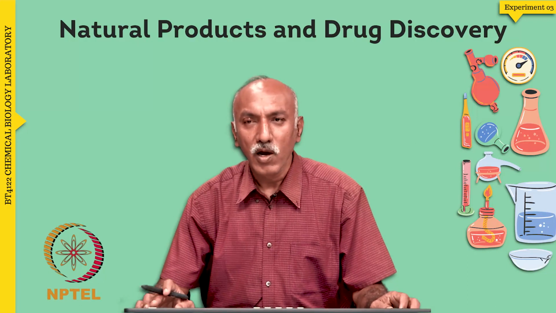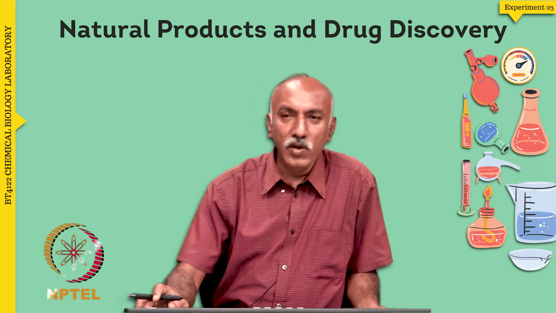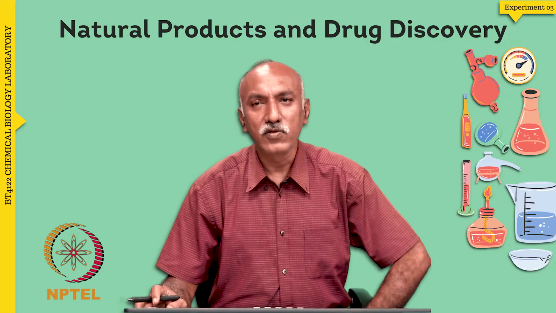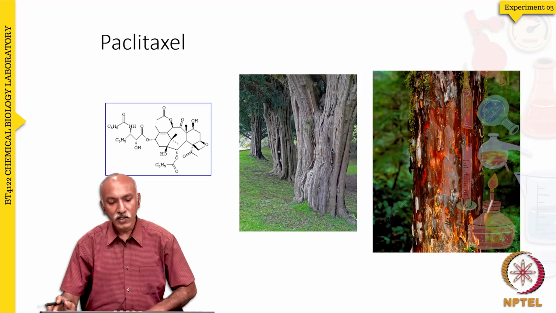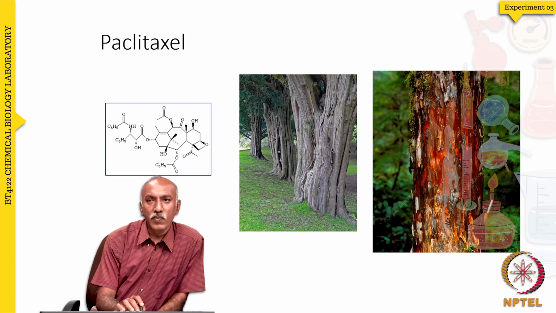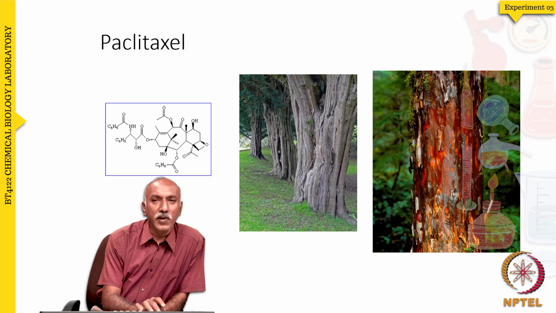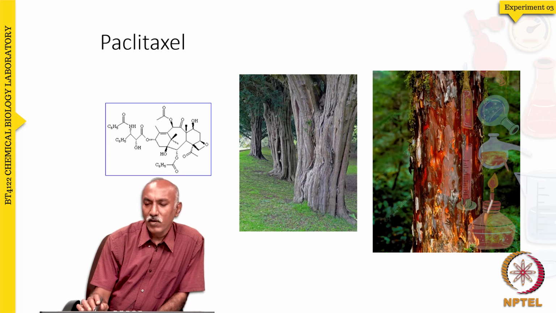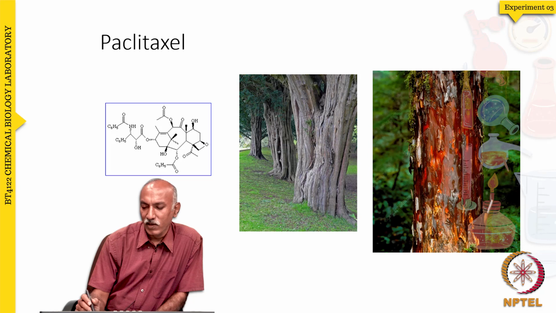All of you know a very famous example, paclitaxel, which is isolated from the Pacific yew tree. You see the paclitaxel structure here, and this is a Pacific yew tree. The bark of the Pacific yew tree is used to extract the paclitaxel. This is the tree when all the bark has been removed.